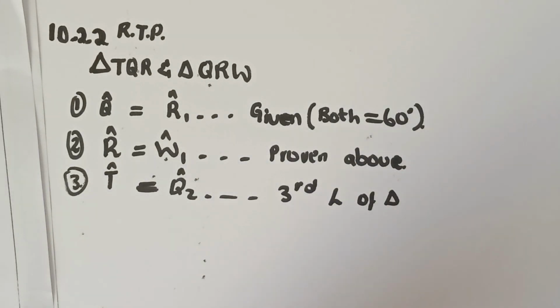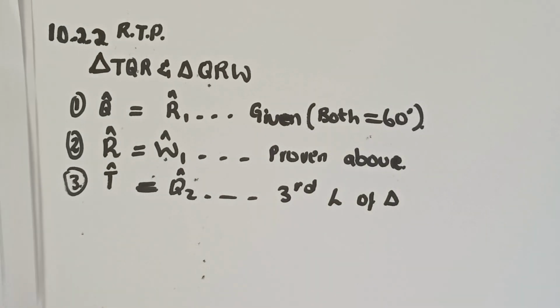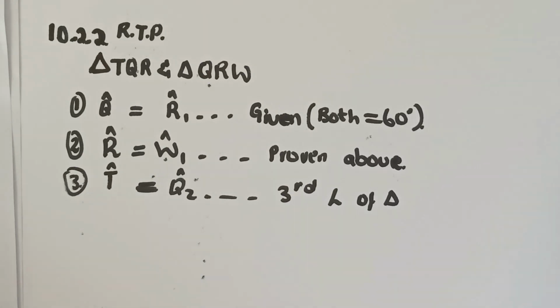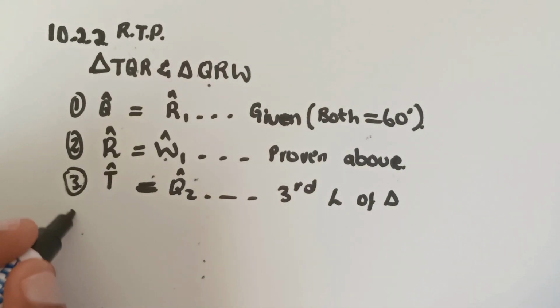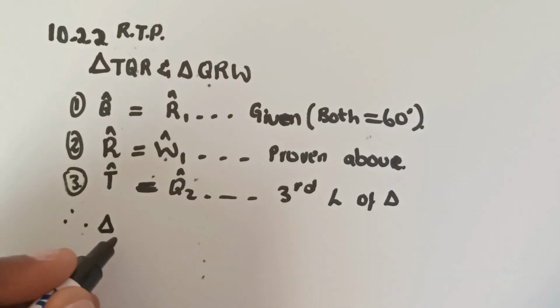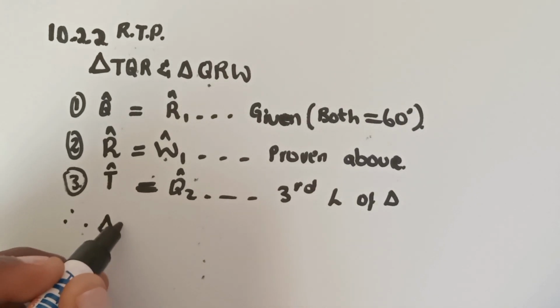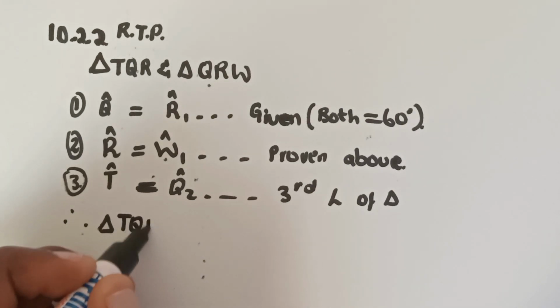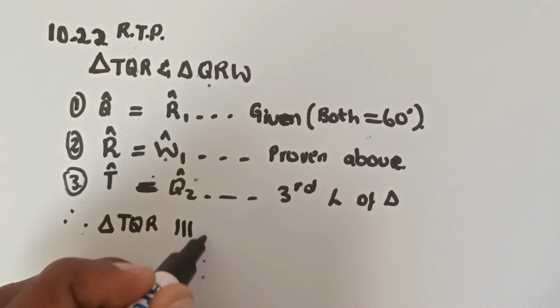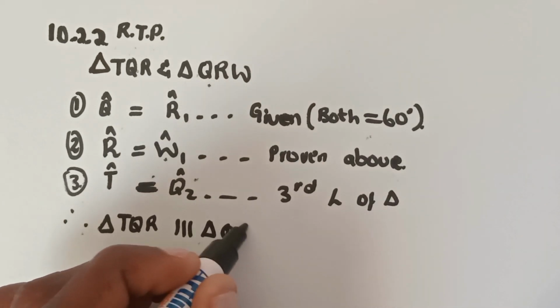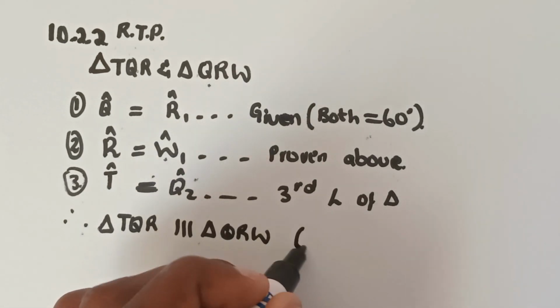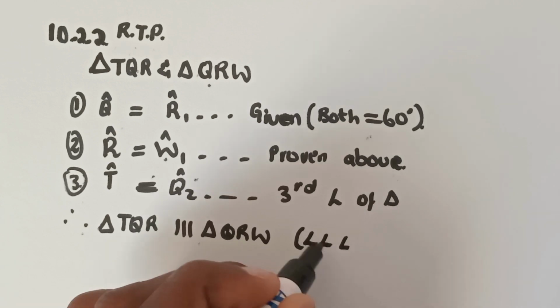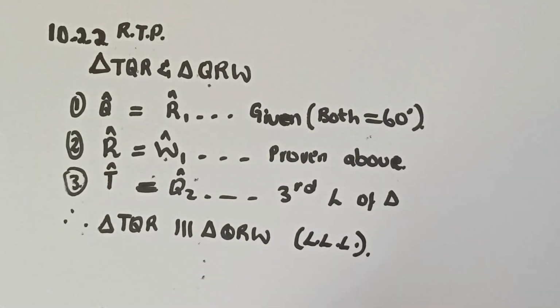So now, since we got all our angles equal to each other, we can just say that therefore, triangle TQR is similar to triangle QRW because of the angles. That is the property that we use for similarity.